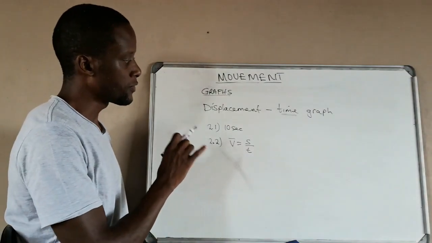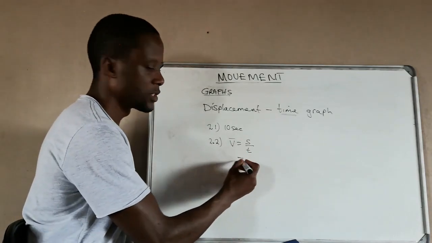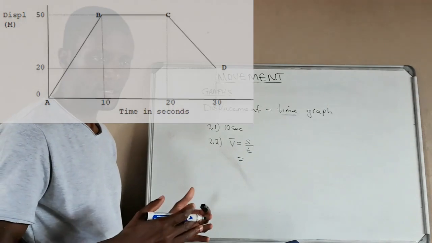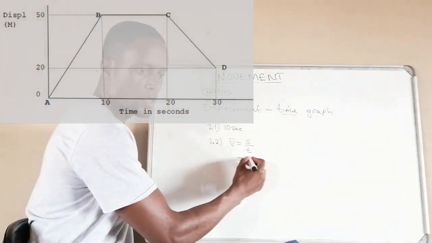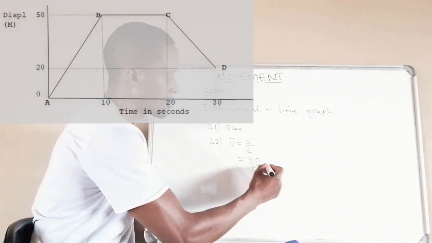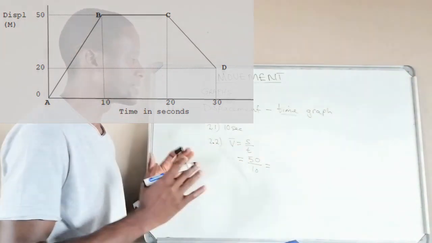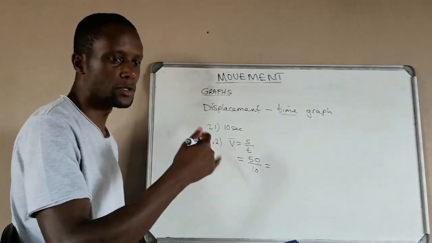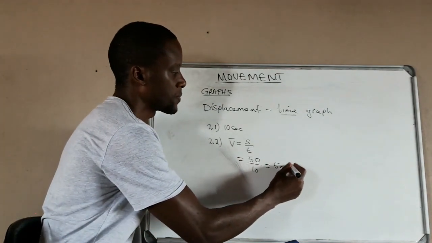So with this one, we just look at the displacement after the first 10 seconds between A and B: our displacement was 50 meters. We divide by our time, which was 10 seconds. So therefore, our average velocity between A and B, it is an average velocity. Remember, it even slowed down until it stopped. So our average velocity will be just 5 meters per second.